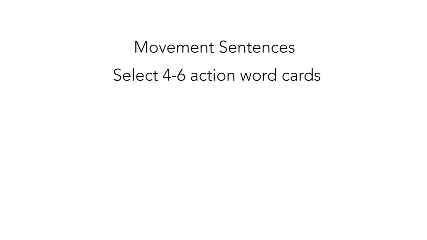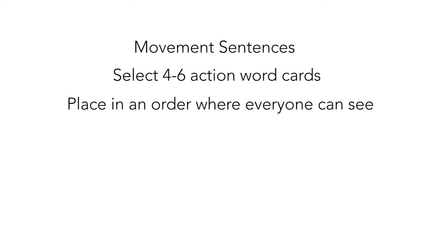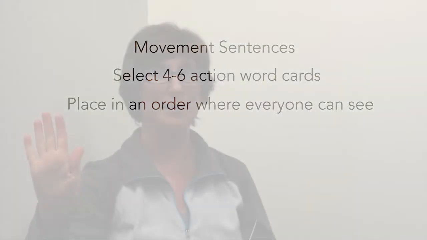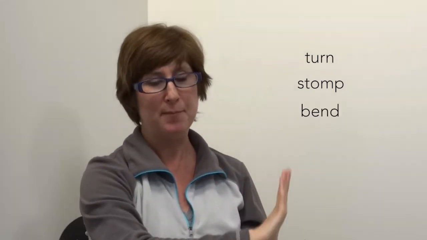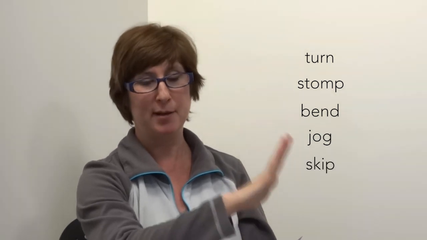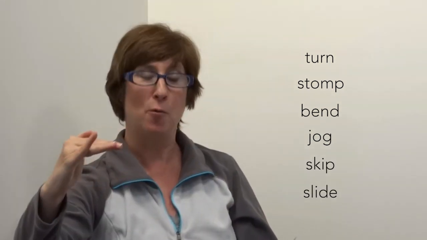Movement sentences. Take some of your word cards, select 4 to 6 of the action cards randomly. Place them in an order on the board. You could write them on the board or just maybe place them up where the students can see them. So for example, turn, stomp, bend, jog, skip, slide. Place them in that order.